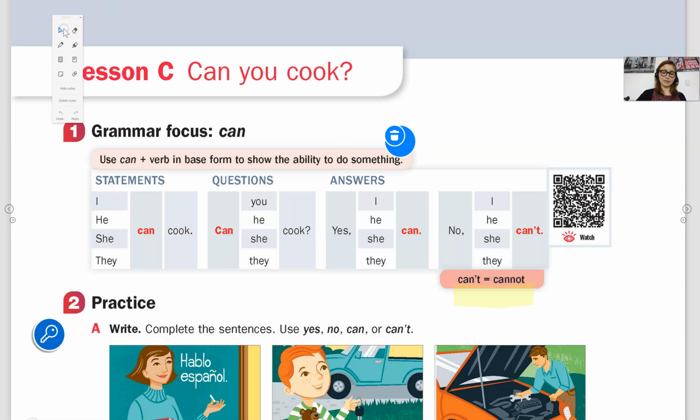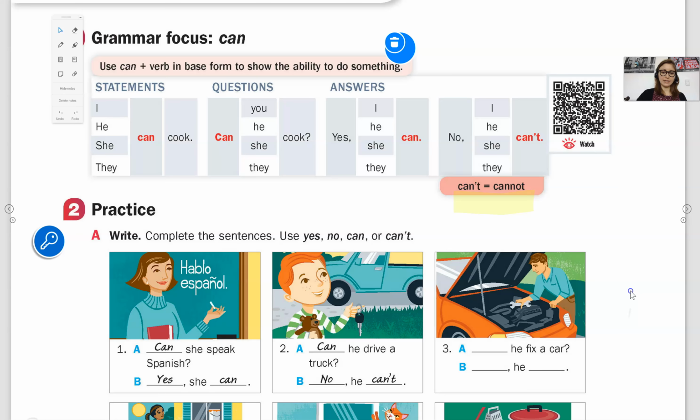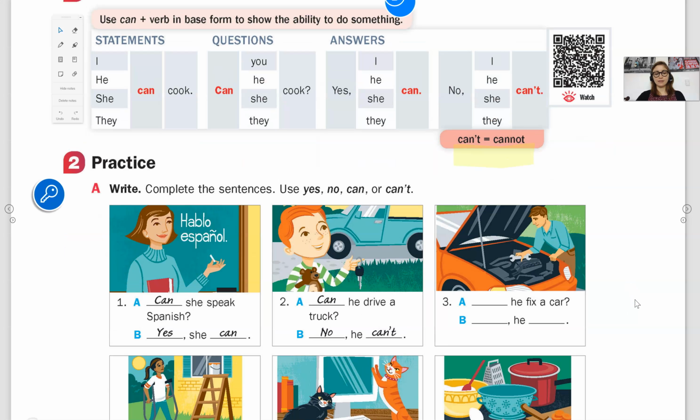All right, so let's look down here. We had a little bit of practice. So in this one, we're looking at the person, like this teacher here, and we just make the question very easy. We put can. Can she speak Spanish? We look, it says hablo español, so that means yes. Yes, she can.